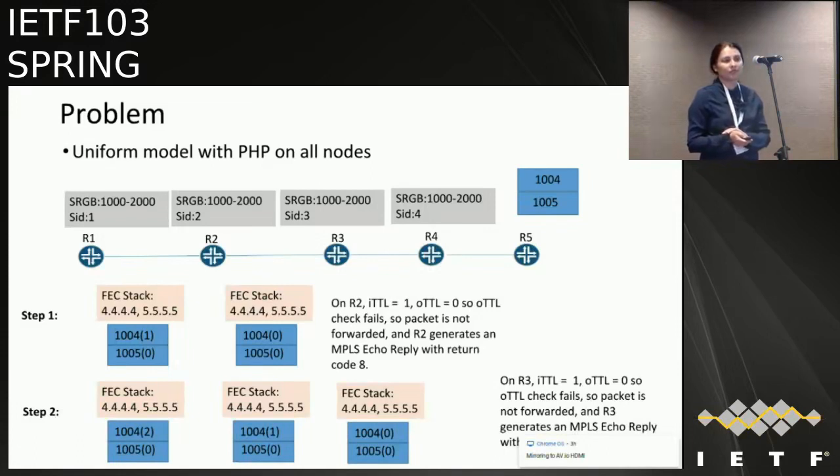Something I didn't get in the draft, in the problem statement, is what makes this SR-TE versus just SR? So this problem is very specific to stacked labels. Everything just works fine if you have a single label that ends on R4. If you see the previous one, the problem is for the bottom label. So at R4, you're good.